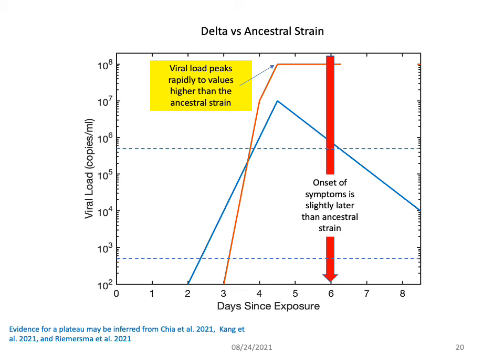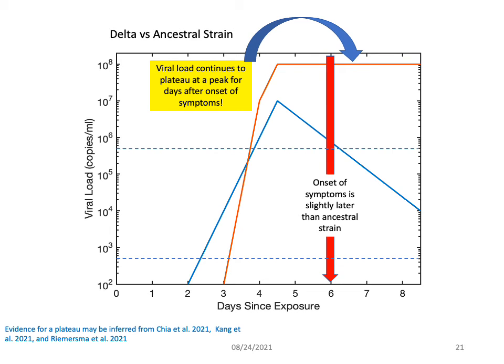In fact, most recent studies have suggested that 74% of transmission occurs before showing symptoms. This number is substantially larger than what was reported earlier for the ancestral strain. Surprisingly, the viral load for Delta continues to be high for days after symptom onset. This extended plateau suggests that Delta patients shed much more virus than patients with the ancestral strain. This is why Delta is so contagious.